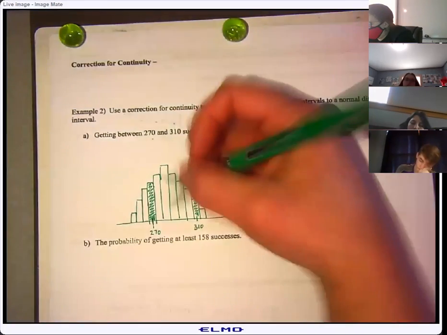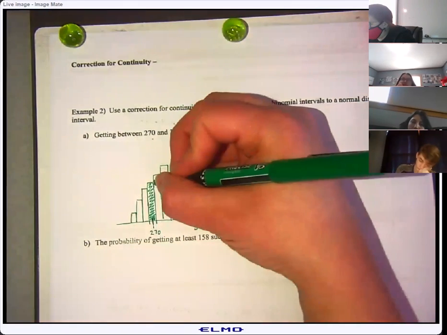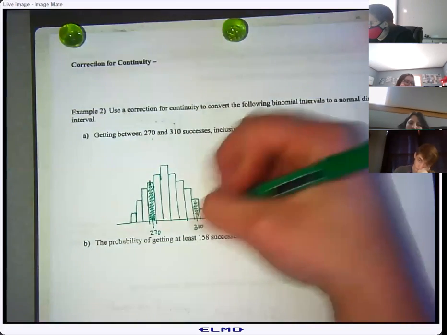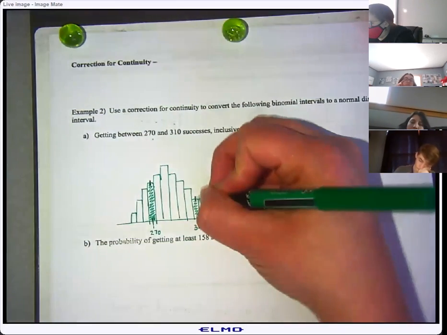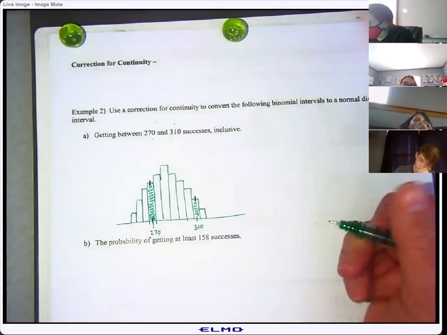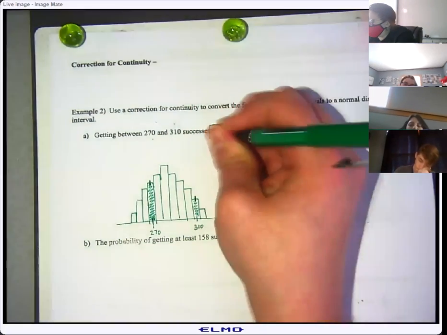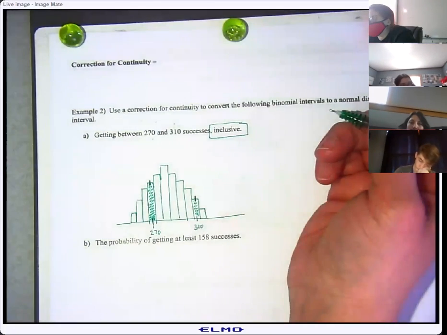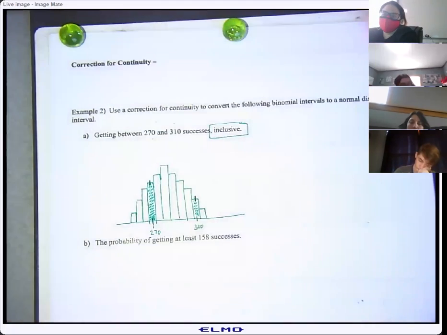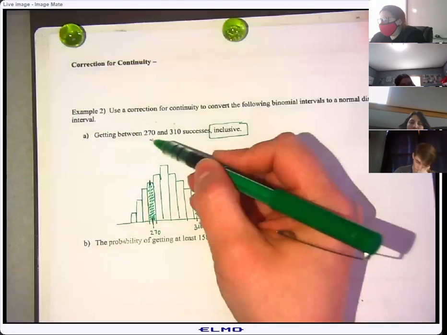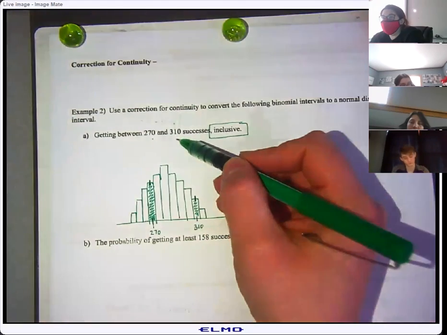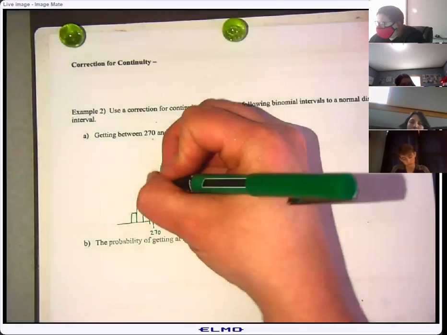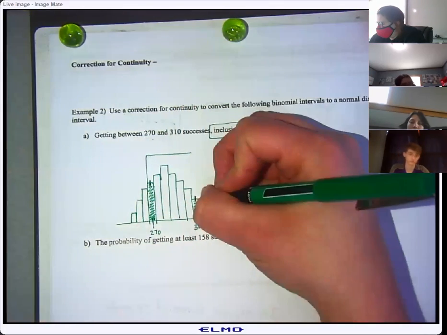But do you see how if I was to capture 270, I'd actually be going in the middle of that bar, not grabbing the whole bar? And if I was to grab 310, I'd be going in the middle of that bar, not grabbing the whole bar. But do you know what the word inclusive means? Inclusive means including those things. So we want between 270 and 310 successes, but including 270 and including 310. So we want to include this whole bar, and we want to include this whole bar.